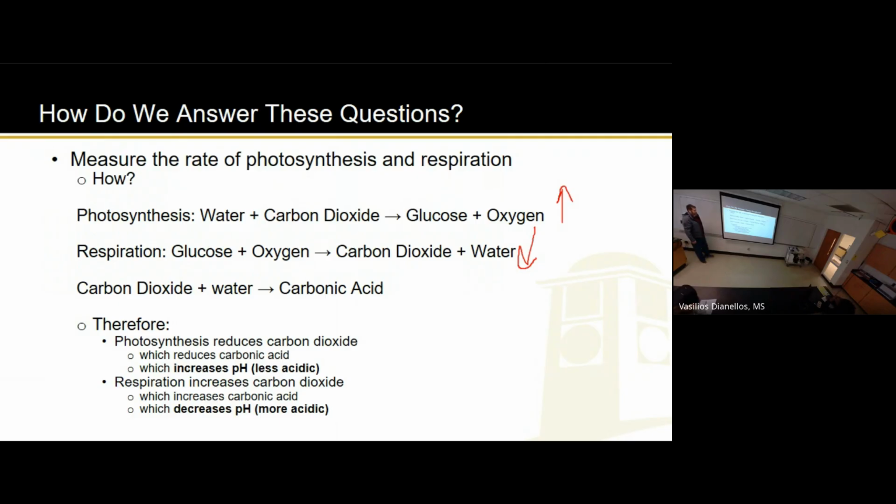So when we say photosynthesis is happening when the pH goes up, what we're really saying is that photosynthesis is happening more than respiration, and vice versa.